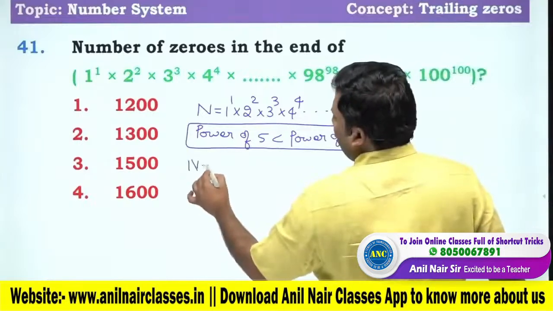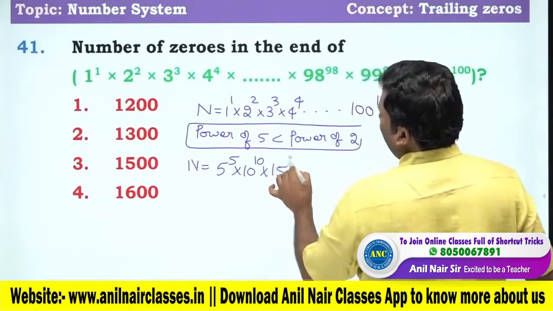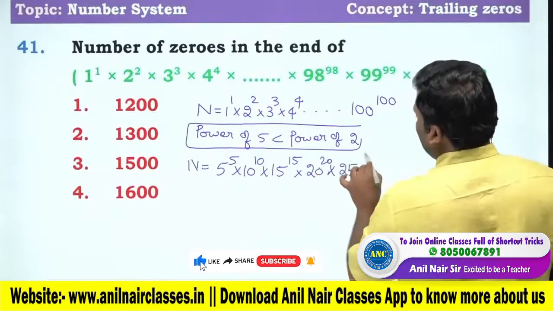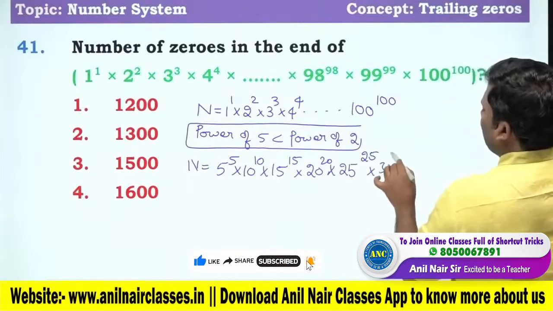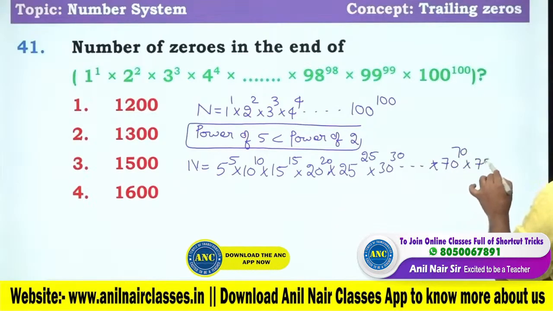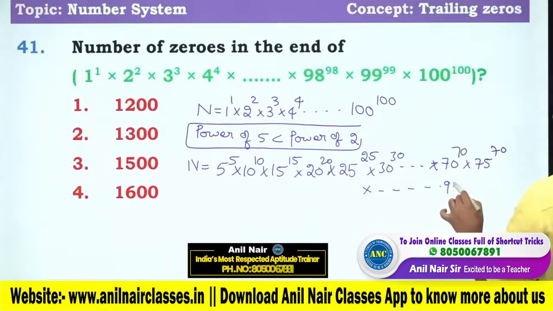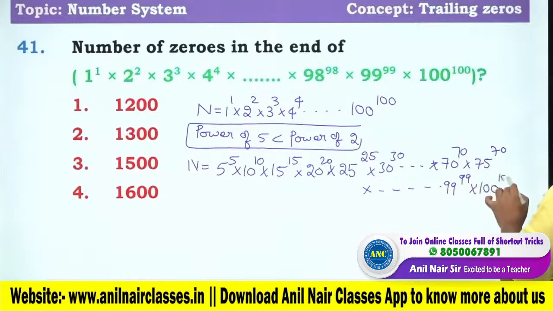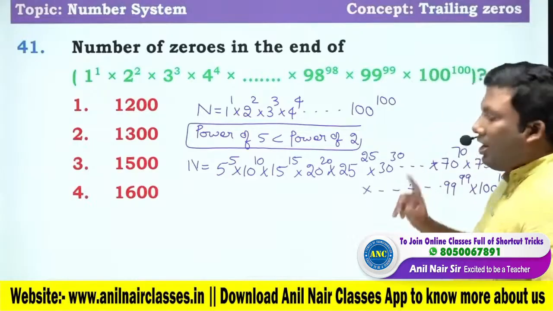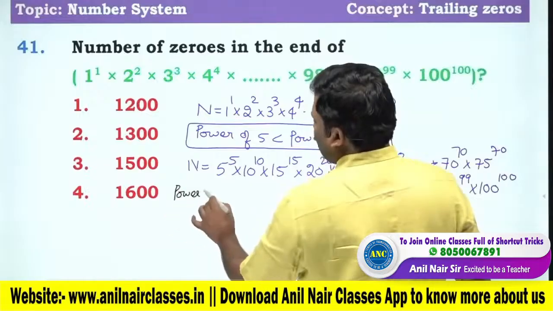So this will be n equivalent to 5 power 5, next 10 power 10, 15 power 15, 20 power 20, 25 power 25, 30 power 30, and so on up to 70 power 70, 75 power 75, and so on up to 99 power 99 into 100 power 100. We have done a similar question in session number 1. How do you get the number of zeros? It is based on the power of 5s.